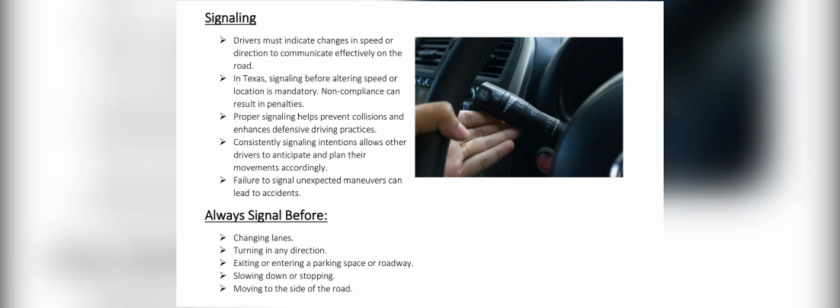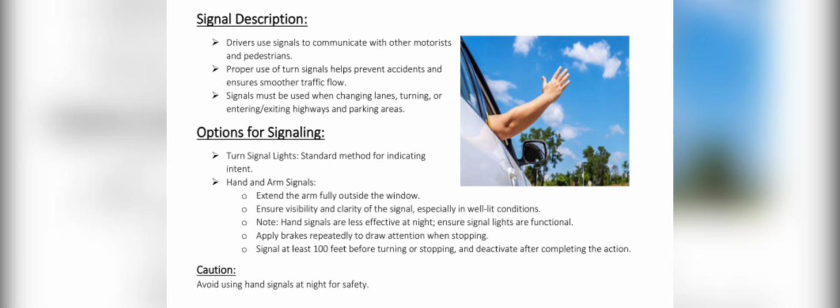Always signal before changing lanes, turning in any direction, exiting or entering a parking space or roadway, slowing down or stopping, moving to the side of the road. Signal description. Drivers use signals to communicate with other motorists and pedestrians. Proper use of turn signals helps prevent accidents and ensures smoother traffic flow. Signals must be used when changing lanes, turning, or exiting highways and parking areas.